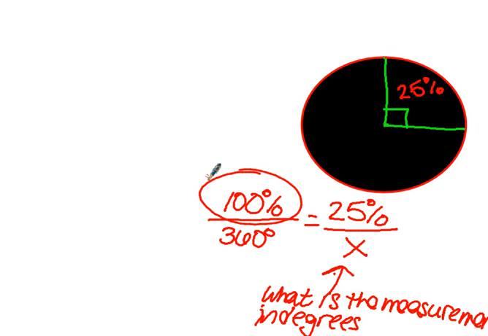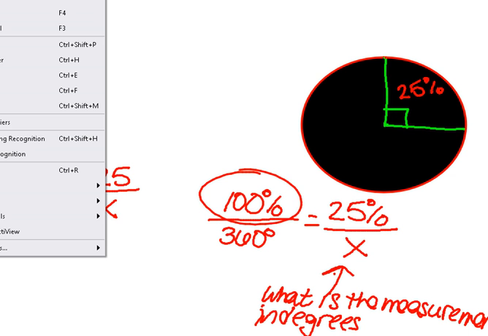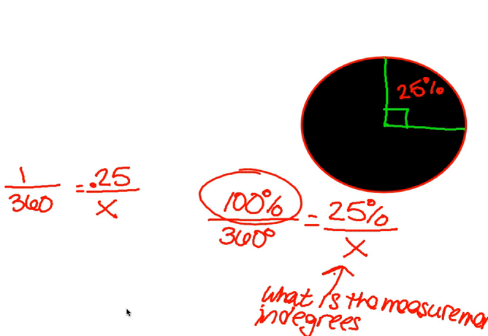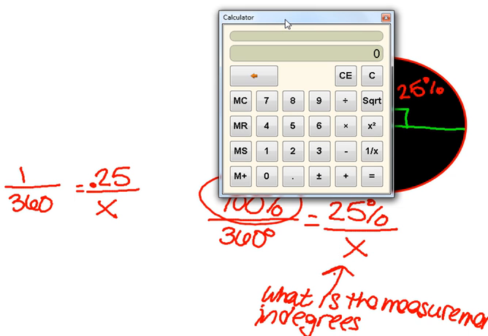Remember that 100% is just 1. Percent means how many hundredths it is. So it's 1/100ths. If we just rewrite this with decimals, it'll be easy to put into our calculator. So 1 is to 360 as 0.25, or 1/4, of 1 is equal to what we're trying to figure out. So 0.25 times 360 is 90.